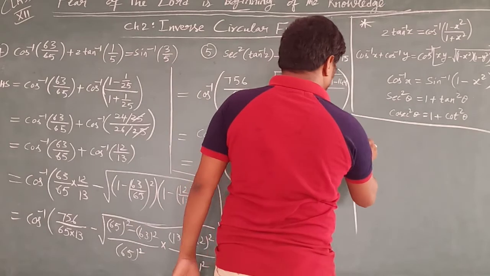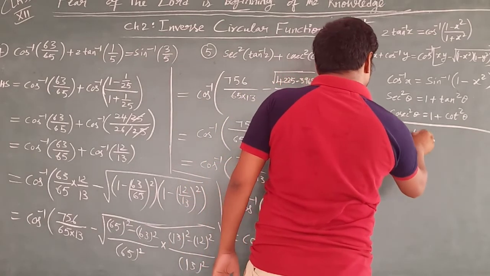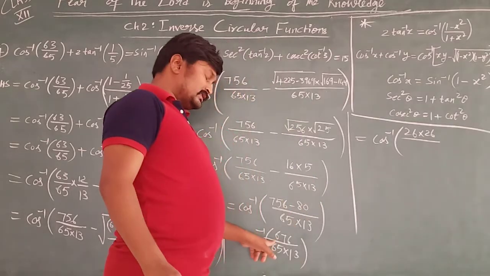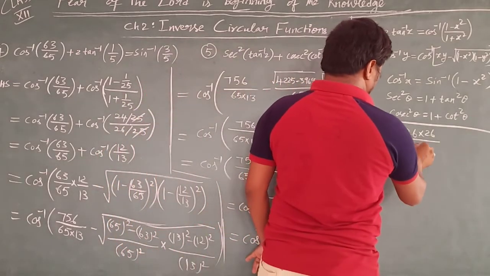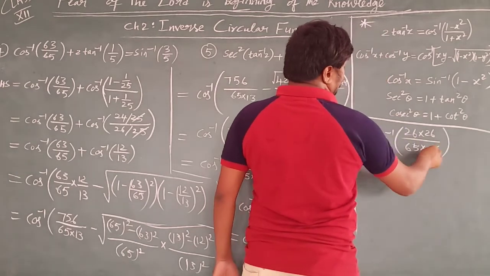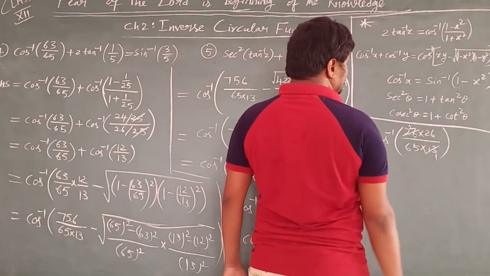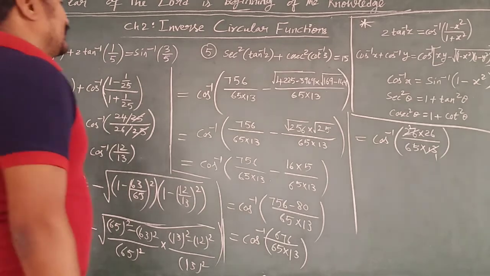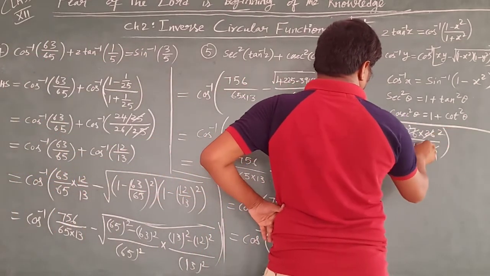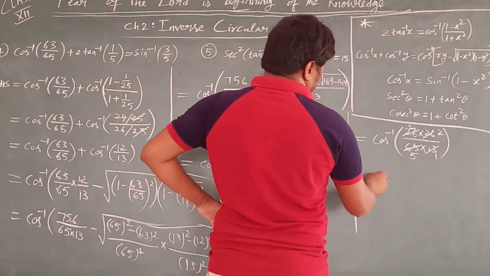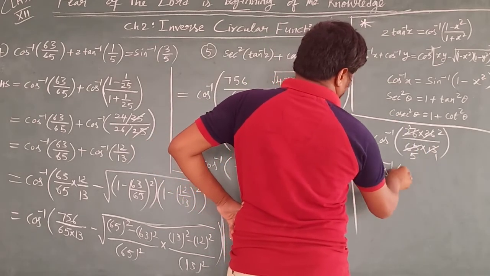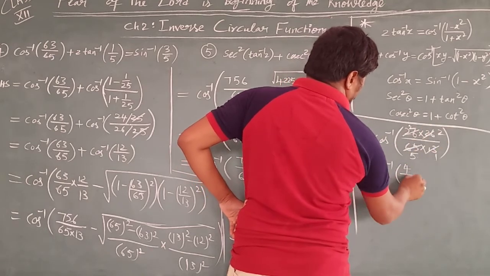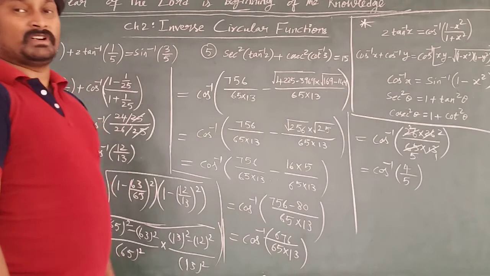So I can write this as cos inverse 26 square, which is 676, upon 65 into 13. Now 13 ones are 13, 13 twos are 26. Is it still possible to cancel any other table? Let me check. Again with the 13 table: 13 2s are 26, 13 5s are 65. So at last you get cos inverse, 2 2s are 4, upon 5 1s are 5. Cos inverse 4 upon 5.